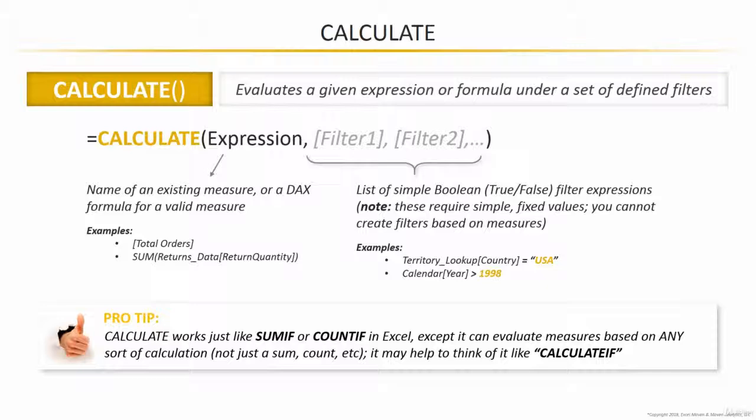The difference is that calculate can evaluate measures based on any sort of calculation, not just those restrictive sums, counts, averages, etc. So you can almost think of this as like a calculate if, which is much more flexible because you can define really rich, really complicated measures and plug those into the expression argument here in the calculate function. So I want to jump to Power BI, do a simple demo, and then return to the slides to dig a little bit deeper into how this is really working.